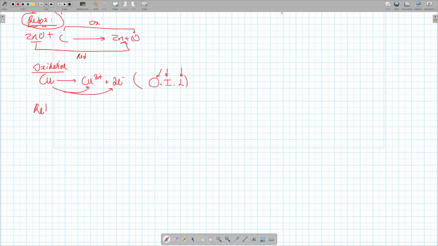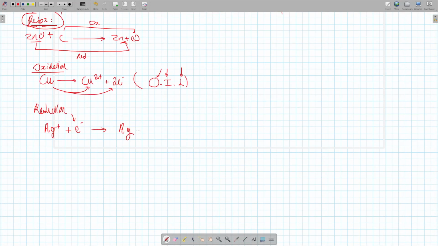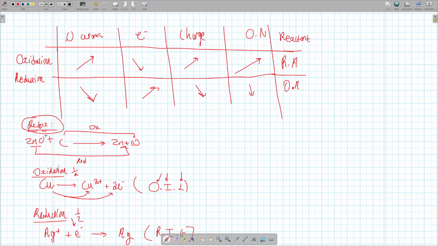How about reduction? For electrons, a good example would be Ag+ plus e- to produce Ag. This is reduction because it gained an electron. It can also be memorized using the mnemonic RIG. I think many of you know what an oil rig is. Oxidation is loss of electrons. Reduction is gain of electrons. This is what we call the oxidation half. This is the reduction half, because together they make up one full reaction called a redox.